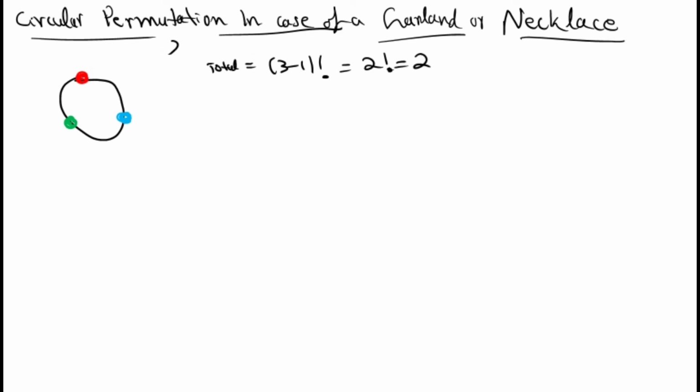Write the other possible arrangement. Suppose I'm taking one arrangement here. Then you can take red here, then change the position. I'll take green here and take blue here. Okay, these are two possibilities. If you check, red, blue, green, and then you'll get red, green, blue. These are the only possibilities because all other arrangements are the same if you take the clockwise or anti-clockwise direction.